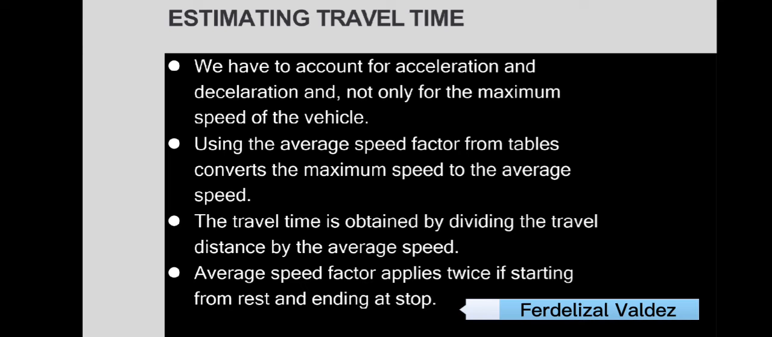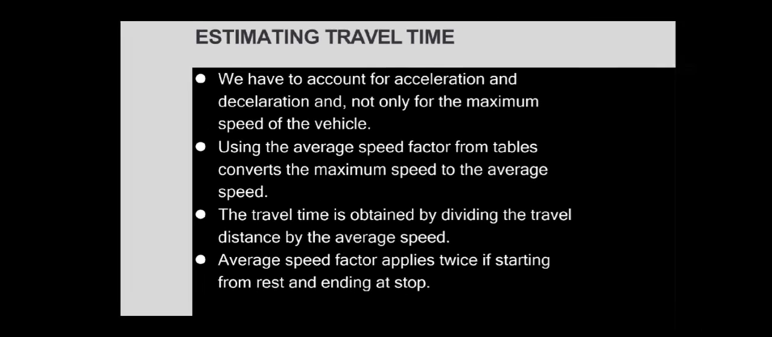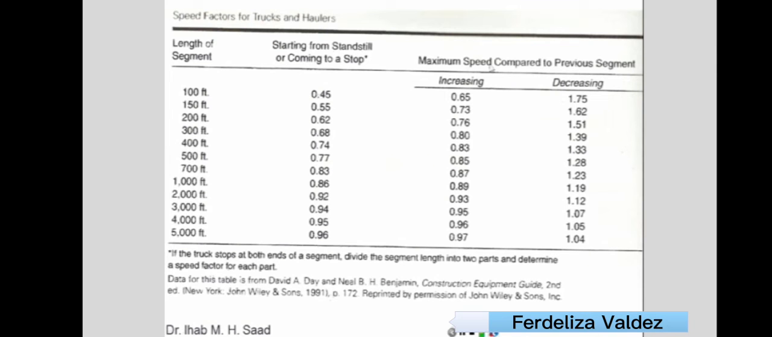Using the average speed factor from tables, convert the maximum speed to the average speed. The travel time is obtained by dividing the travel distance by the average speed. Average speed factor applies twice if starting from rest and ending at stop. Example of speed factors for trucks and haulers.